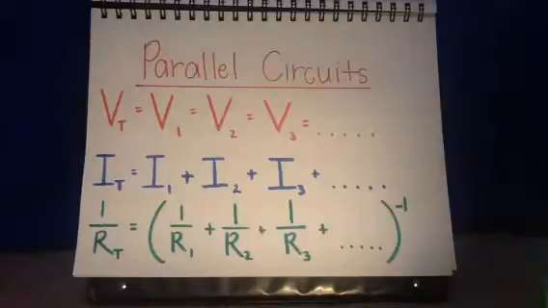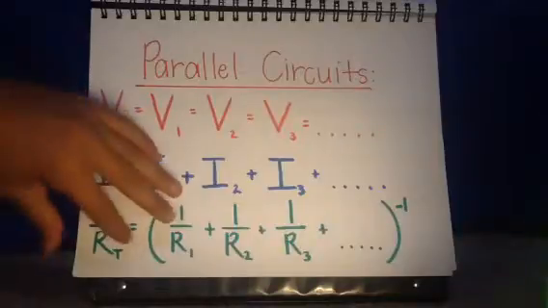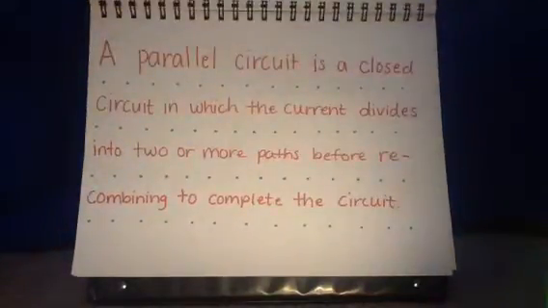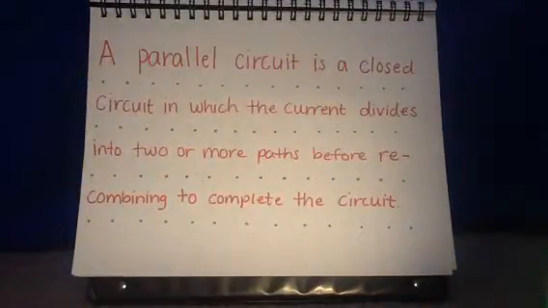Our second circuit is a parallel circuit. Our total voltage is the same throughout, our total current is added up, and our total resistance is 1 over R1 plus 1 over R2 plus 1 over R3, and then finding the inverse. A parallel circuit is a closed circuit in which the current divides into two or more paths before recombining to complete the circuit.